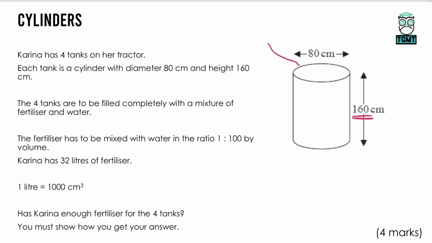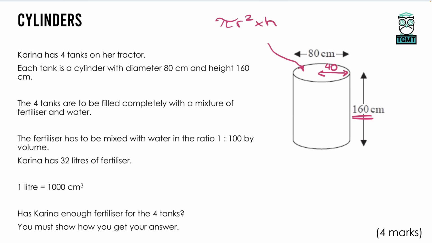So we need to get the area of this circle. To do that, we want to know what the radius is. The radius is half of the diameter, so that's going to be 40 centimetres. And then we're going to use our formula, pi r squared. Once we've done that, we'll times it by the height, and that's the volume of the cylinder.